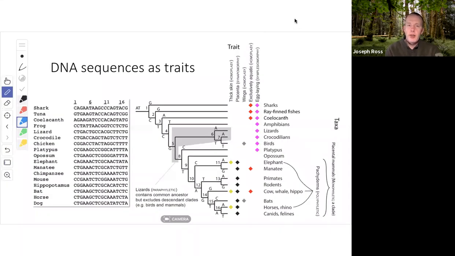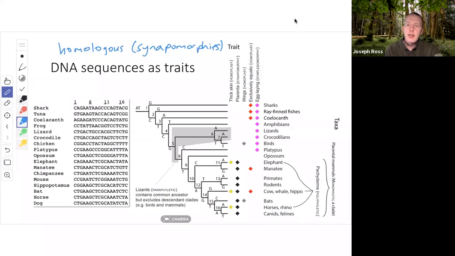Now, we just heard that the goal of building an accurate phylogenetic tree is to find traits that are homologous. That is, traits that are synapomorphies. Those are traits that individuals in different lineages share because they inherited those traits from their common ancestor.